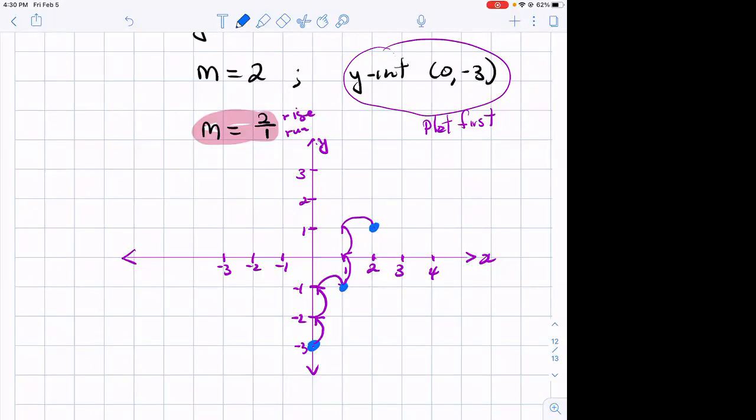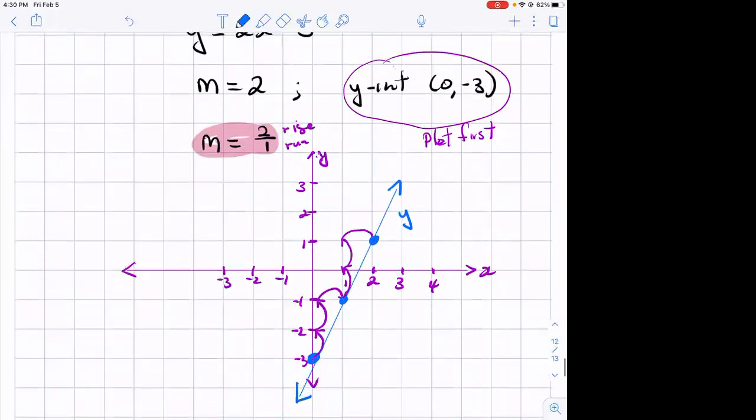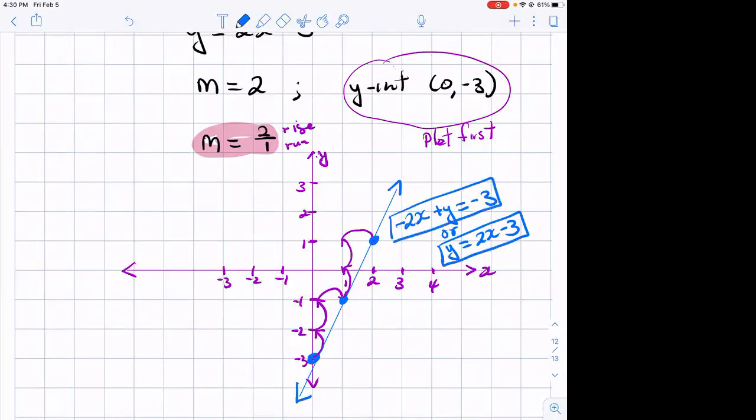So you could keep playing this over: go up 2, 1 to the right, up 2, 1 to the right. If I connect those dots now, this is the equation of the line. We weren't given y, and it doesn't matter which one you want. You could write minus 2x plus y equals minus 3, or you can write y is equal to 2x minus 3. Either one of these is acceptable. The point is that you write one of them there. Okay?